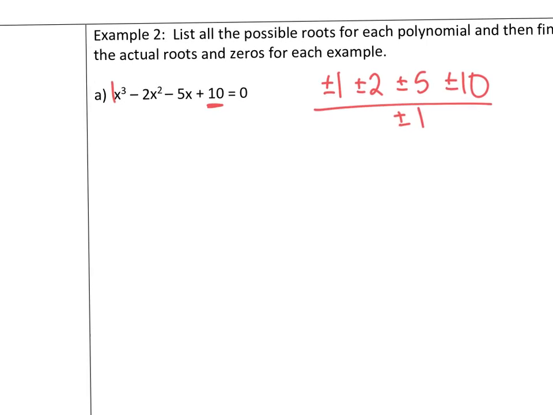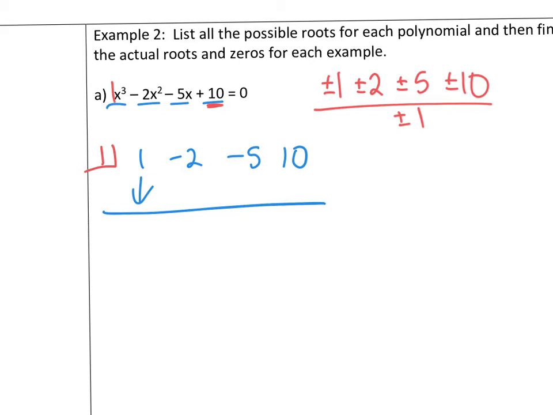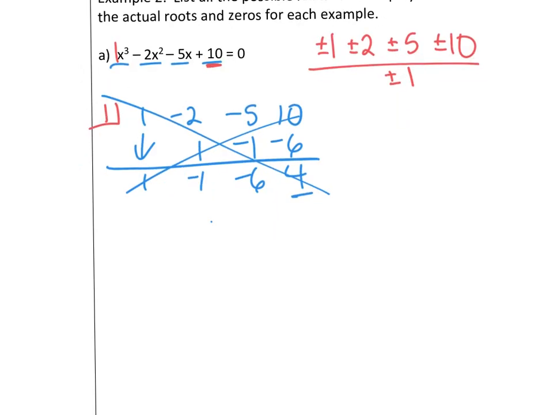So first thing I want to do, start off easy, and I'm just going to try +1. So we look, using synthetic division, I've got 1, -2, -5, and 10. Drop down my 1. 1 times 1 is 1, -2 plus 1 is -1. Keep going here. And is this remainder a 0? Nope. This one doesn't work. So I'm going to keep those same values, but now I'm trying my next number. Now I'm going to try -1.